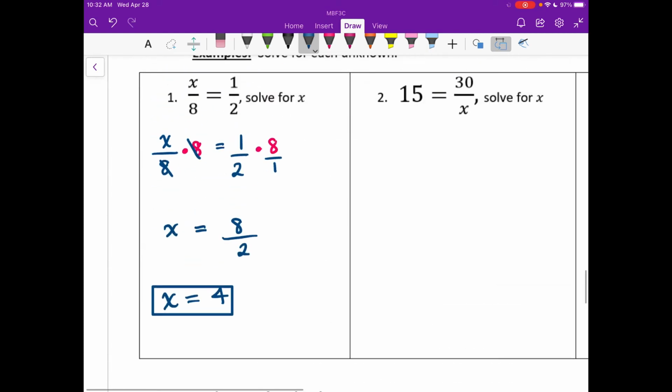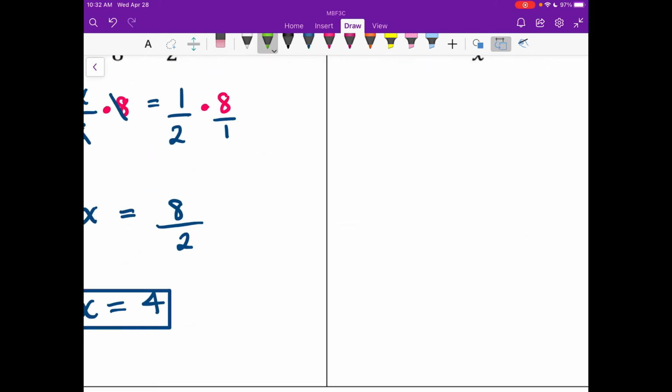Okay, and then I'm just going to go in here and zoom in a little bit so that I have a little bit more space, but I'll do it the other way as well. So another way that you could do this is you could have seen, okay, x divided by 8 is equal to 1/2, right? And then what you could have gone in and done was been like, okay, let's cross multiply.